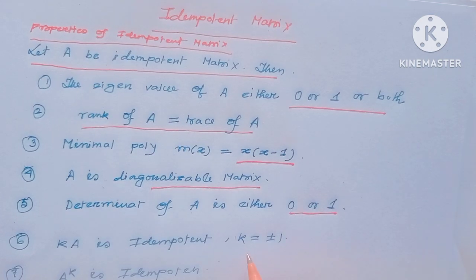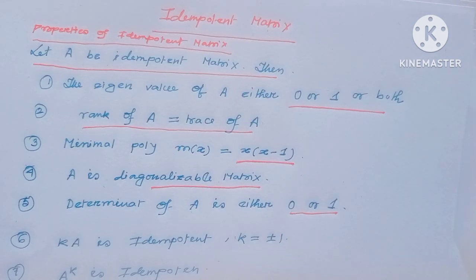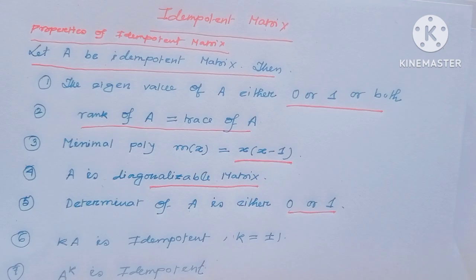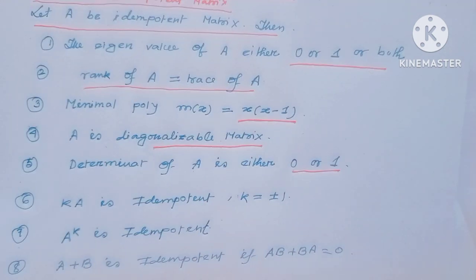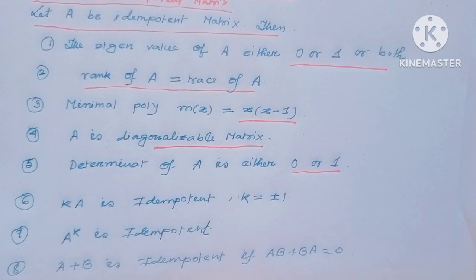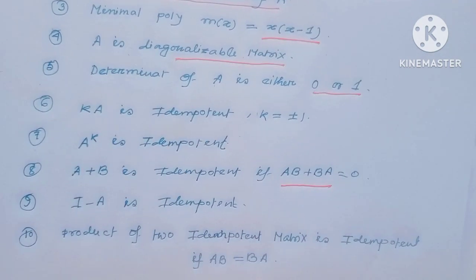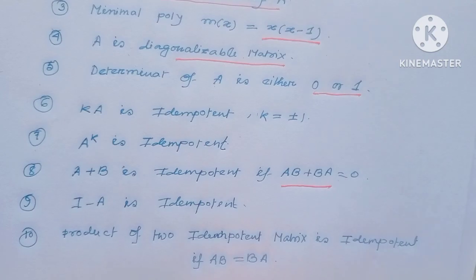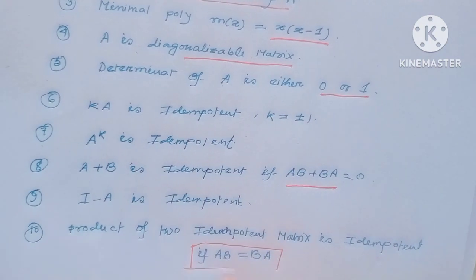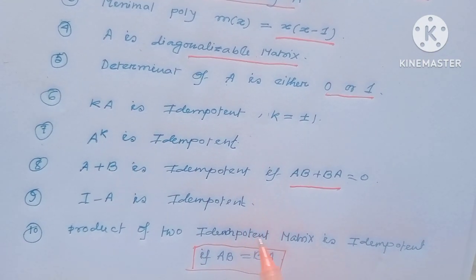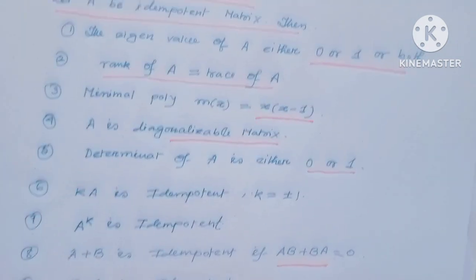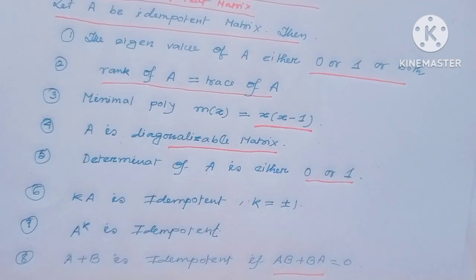kI is an idempotent matrix if and only if k equals plus or minus 1. And A to the power k is always an idempotent matrix. Then A plus B is idempotent if AB plus BA equals I minus A, and the product of two idempotent matrices is idempotent if AB equals BA. I will prove this property today. Actually, these properties are very important for any competitive exam.